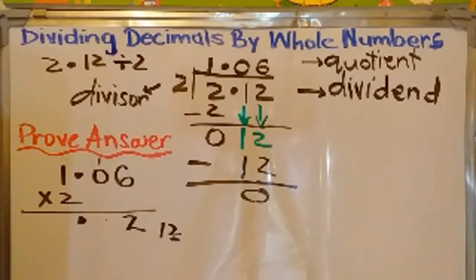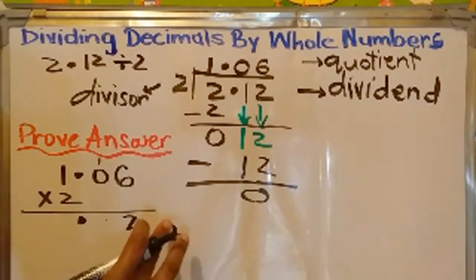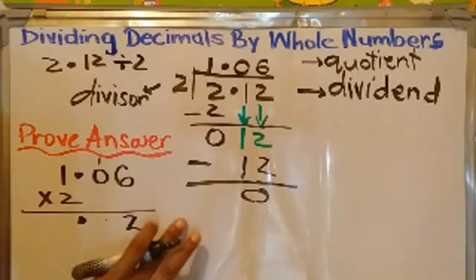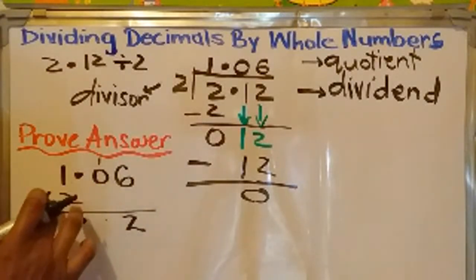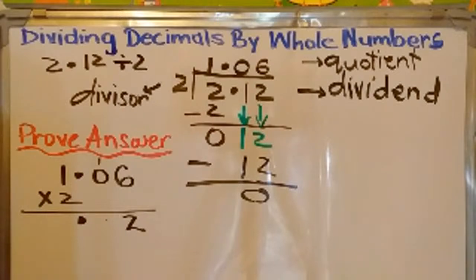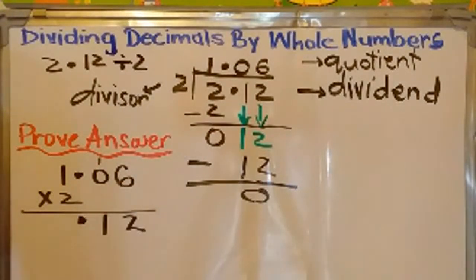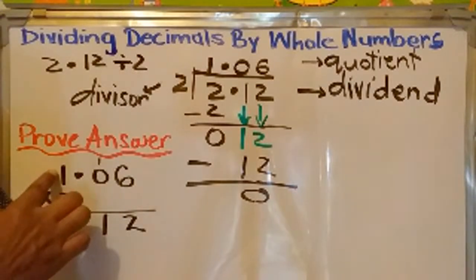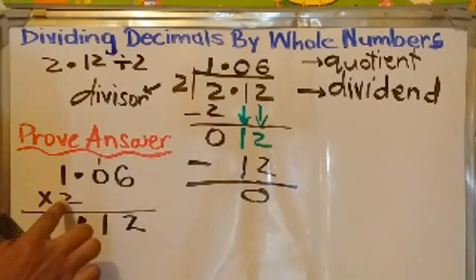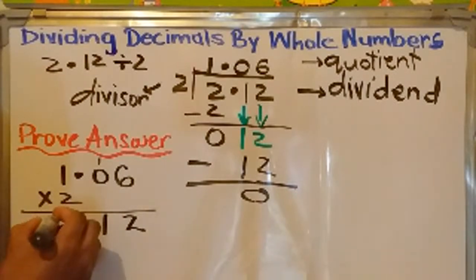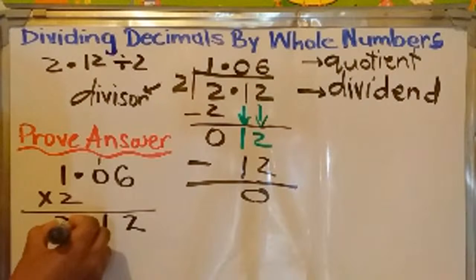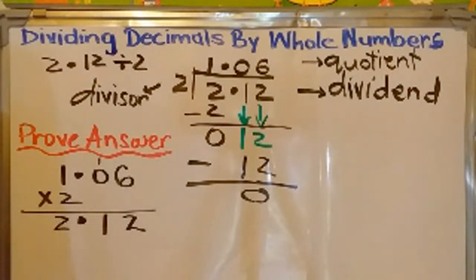And of course, you are going to take your 0 now and multiply it by 2. And of course, that is going to give you 0. And 0 plus the 1 that you carried is going to give you 1. So you put that 1 down. The next step is to take this 1 that is in the 1's place and multiply it by 2. And then you are going to get 2. All right. And of course, that is your answer.